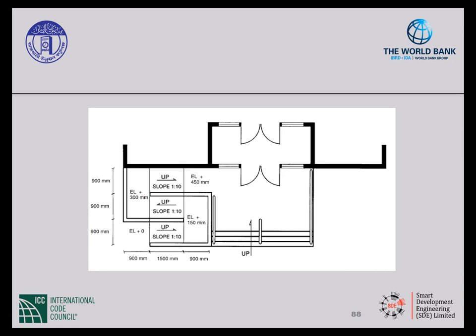It does appear that we have edge protection at the ramp, so that's good. However, look at the slope. Again, since the total rise of the ramp is more than 450 millimeters, we would need to have a slope of 1 in 12. So as you can tell from this picture, there are some things that are right and some things that are not.